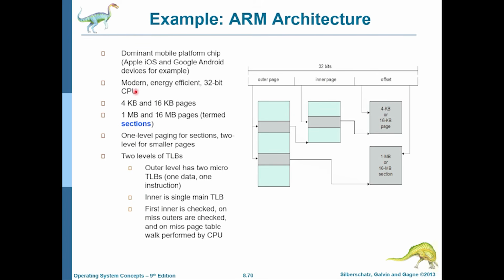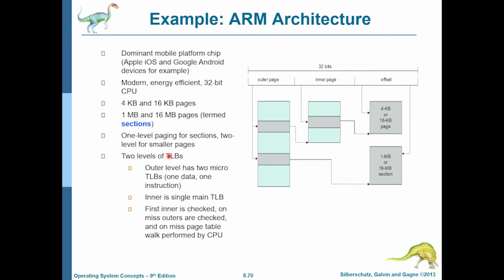So the 32-bit versions of these CPUs have both 4 KB and 16 KB pages. They can also have 1 MB and 16 MB pages, and these are large pages and they are called sections. So for these small pages, we do two levels of paging, but for these bigger pages, those are sections, we just need one level of paging. This was also the case for Intel. When we used to use 4 MB pages, we would have just one level of indexing into the page table. But when we would be using 4 KB pages, we would have one outer page table, which was the page directory, and an inner page table, which we just used to call the page table.